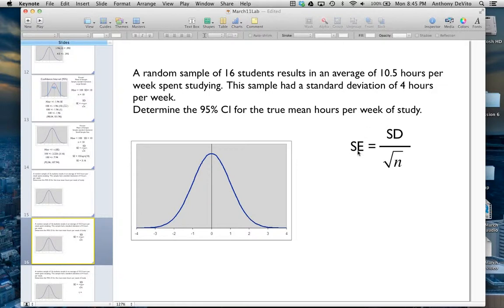The standard error is equal to the standard deviation over the square root of n. So the standard deviation was 4, divided by the square root of the sample size, right? Sample size is 16. Square root of the sample size is 4. 4 divided by 4 is 1. The standard error should be 1.